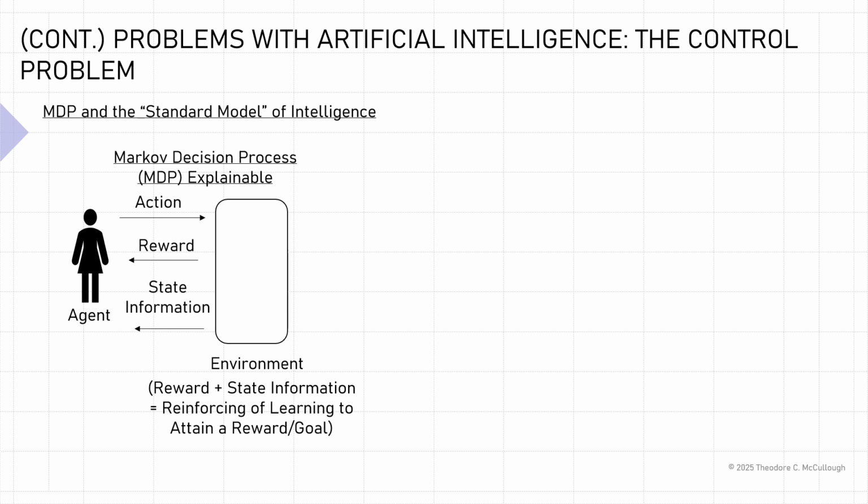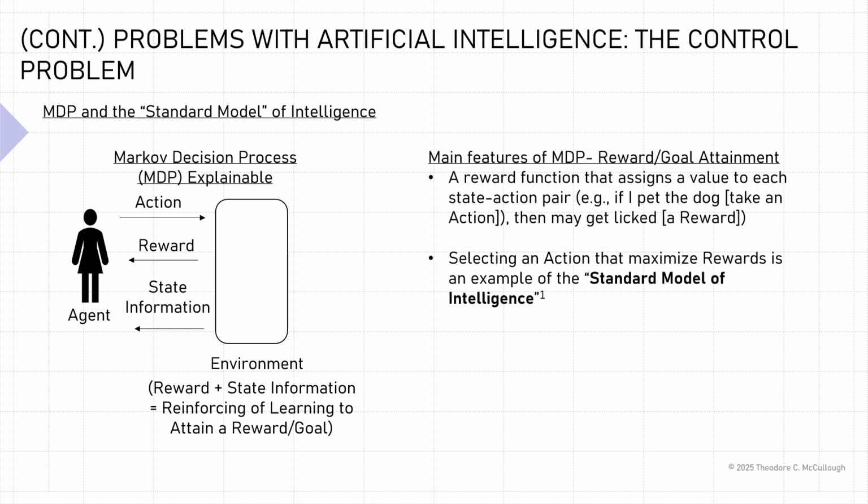All right, so let's talk a little bit about MDP and what's known as the standard model of intelligence. To recap a bit, MDP is a way to describe an agent's interaction with the world. And as a part of this, you have the reinforcing of certain behaviors that lead towards the attainment of a goal or reward. So what are the main features of MDP as it pertains to reward or goal attainment? In MDP, you have a reward function that assigns a value to each state-action pair.